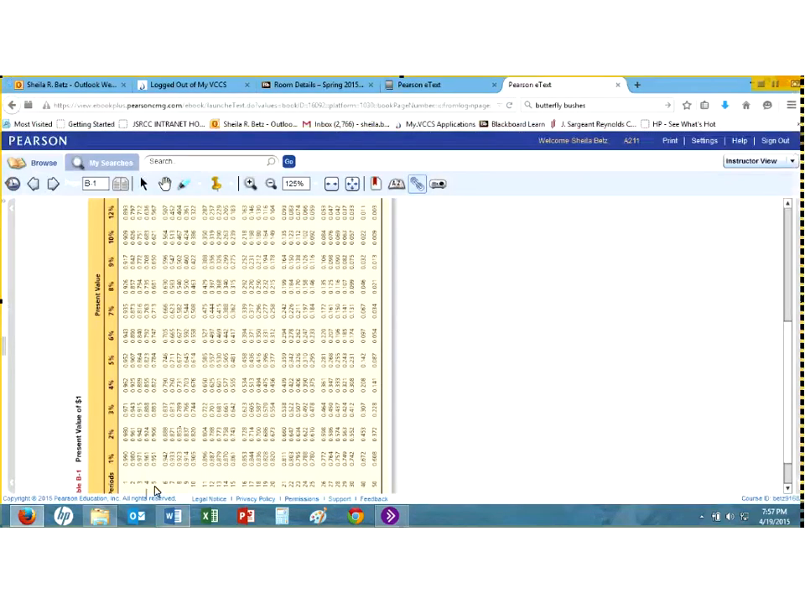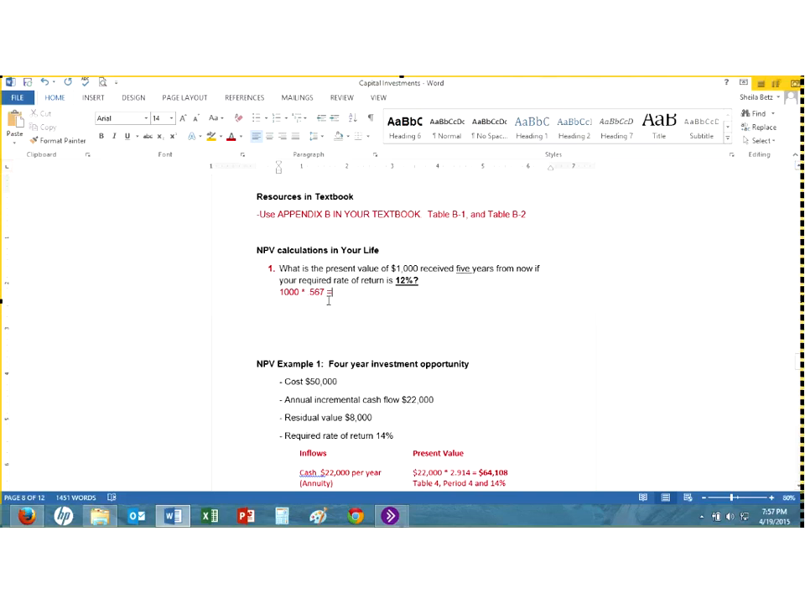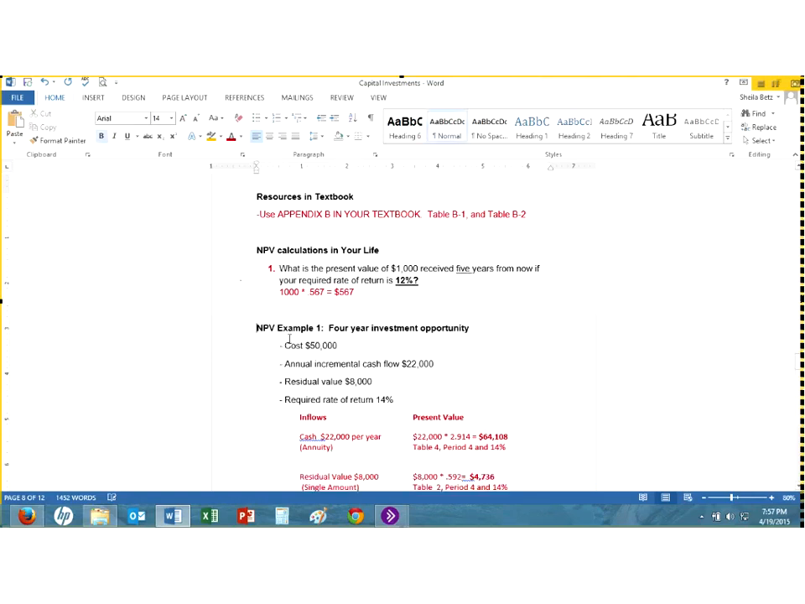So once again, I went to row 5 because it's 5 years, and to the column of 12% because we require a 12% rate of return. And I see the number here, 0.567. So I'm going to take this $1,000 times 0.567, and that tells me that $1,000 5 years from now is worth $567 today. And that's assuming I could take that $567, put it in an investment, and get a 12% return. So that's kind of a simple one.